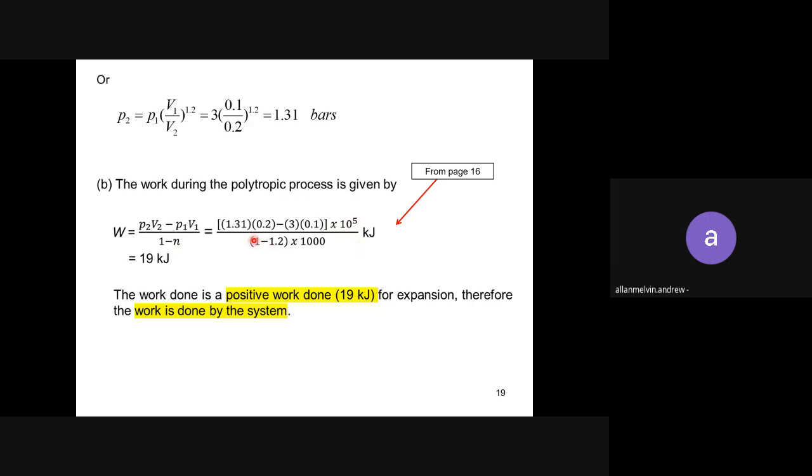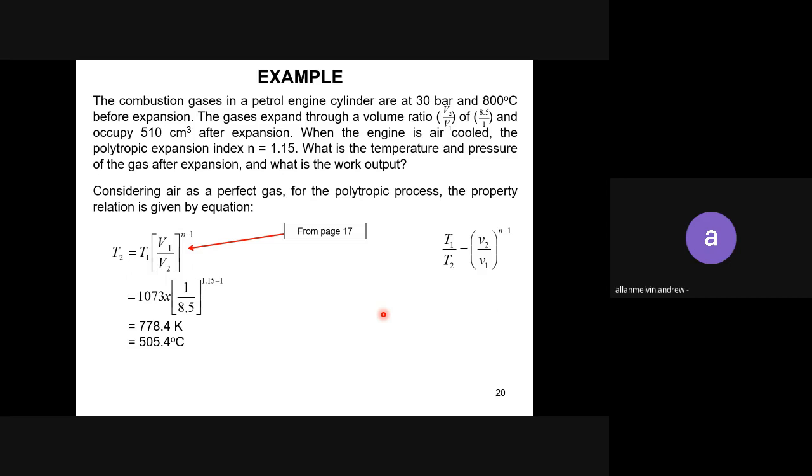Okay, so you will get the work done is 90 kilojoule. The work done is a positive work done, 90 kilojoule for expansion. Okay, because the system is doing work, your boundary work will be expanding, so it's positive. Okay, therefore the work is done by the system, so work is going out from the system. So it's positive. Okay, so that's one example. So we'll see another example.